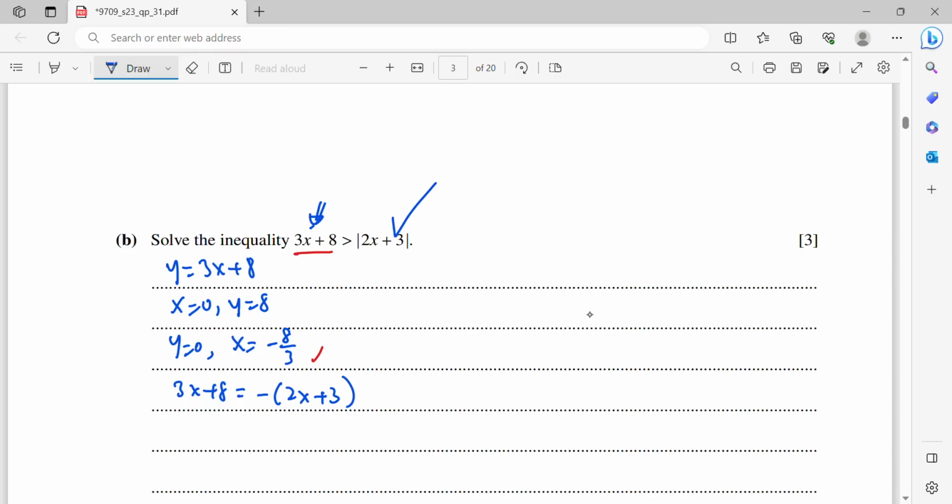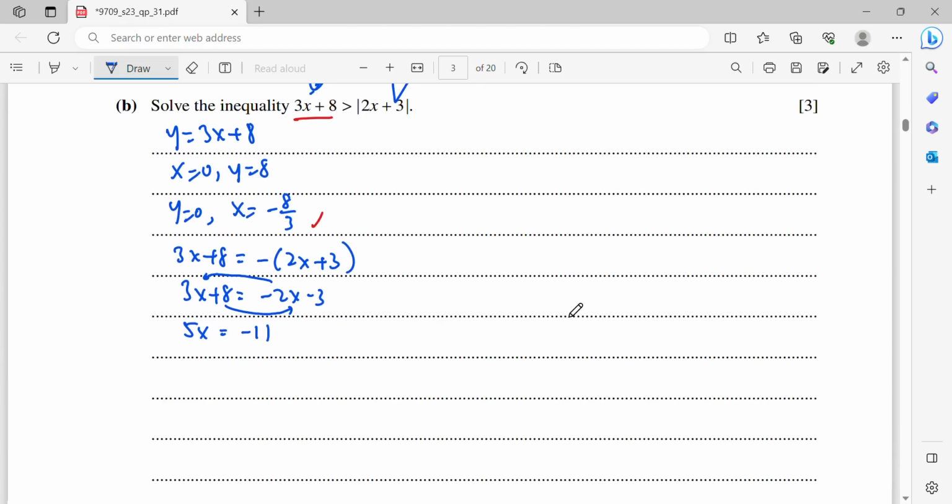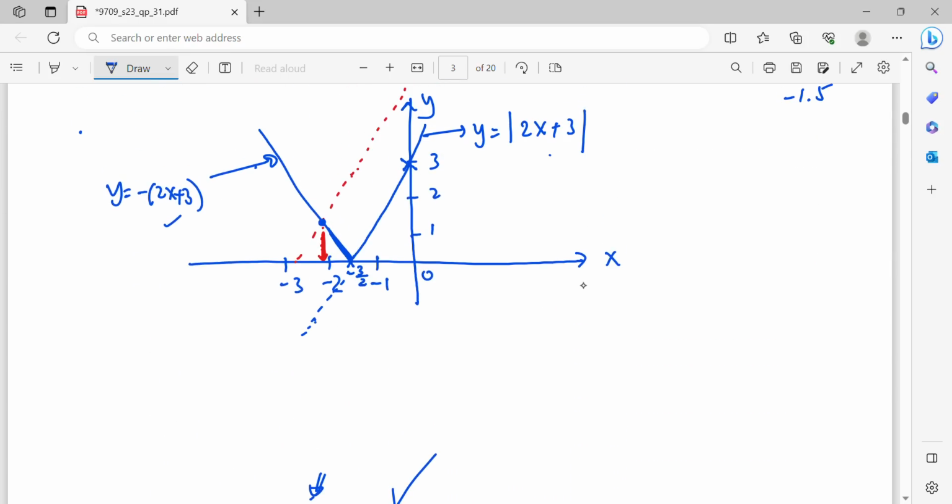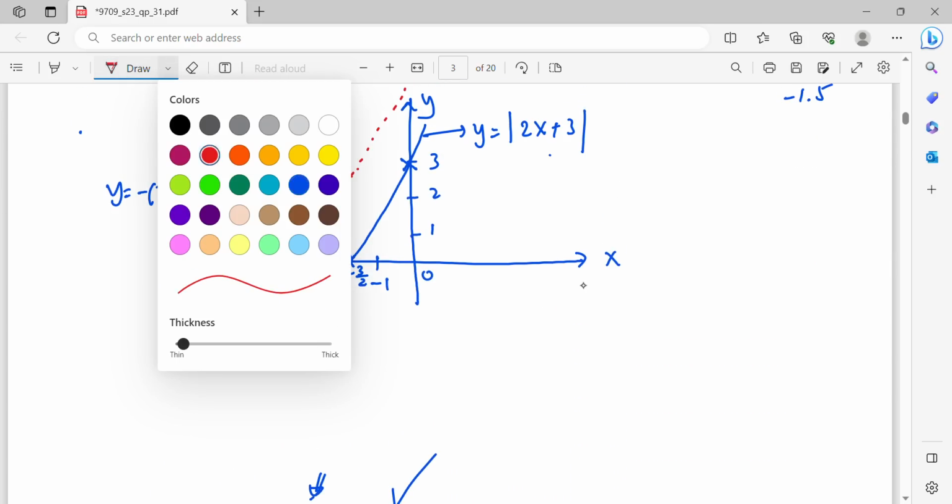So from here I will get 3x plus 8 equals negative 2x minus 3. Then I can move the negative 2x to the left-hand side, it becomes 5x, and the plus 8 will be moved to the right side, becoming minus 11, which means now my x is negative 11 over 5. So I have found this red point is basically negative 11 over 5.